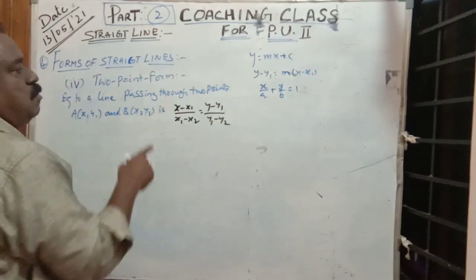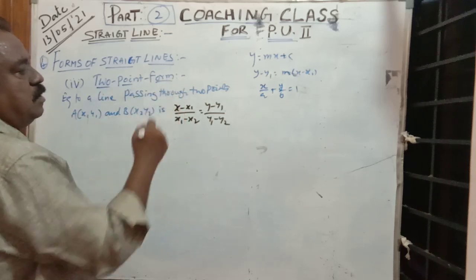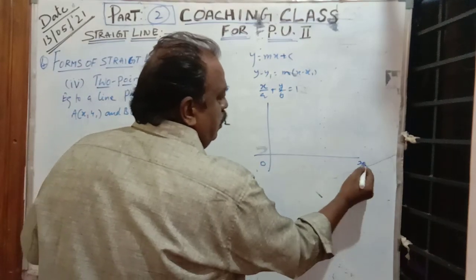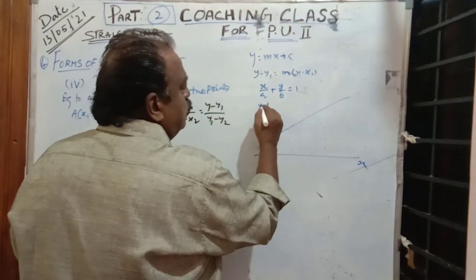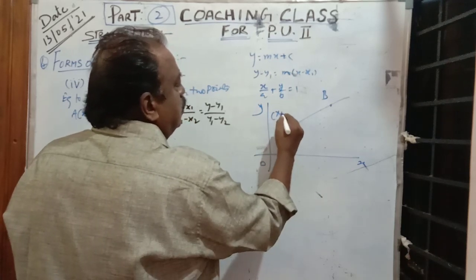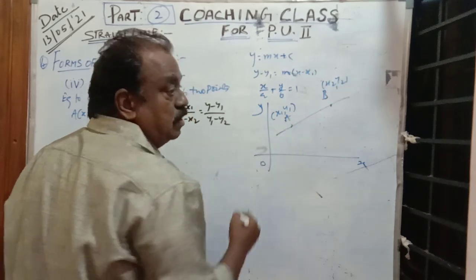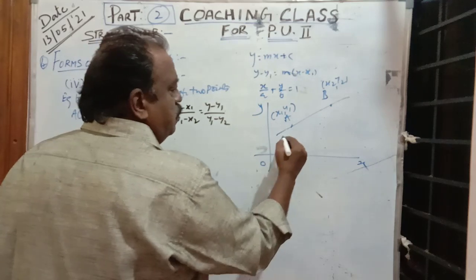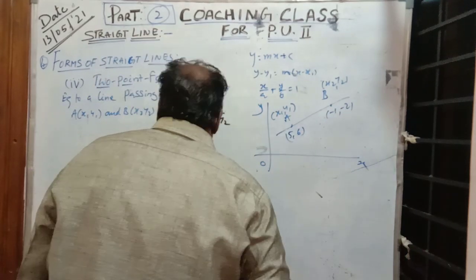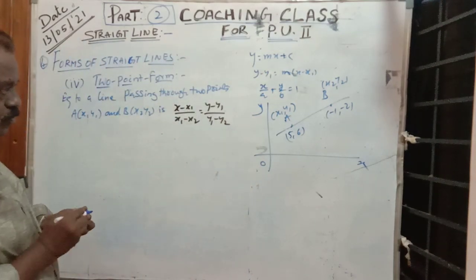Now we are discussing the 2-point form. The 2-point form means the line is passing through 2 points. The diagram is like this. Any straight line passing through 2 given points A and B, this is x1, y1 and this is x2, y2. They are fixed points. Suppose it is 5, 6 and minus 1, minus 2. Now see it.